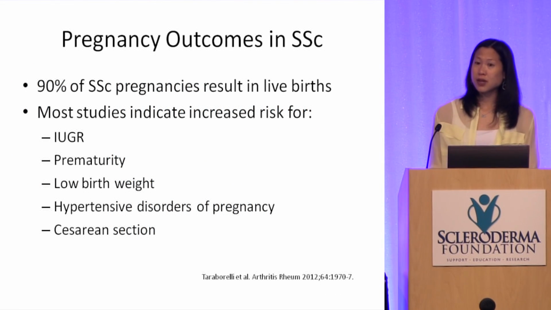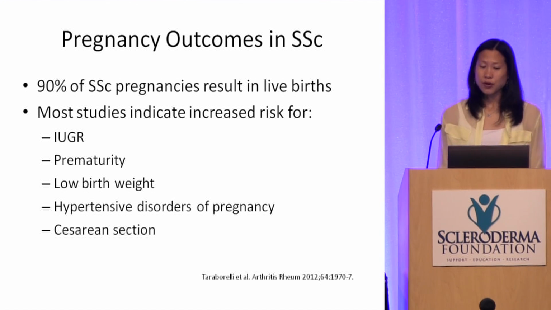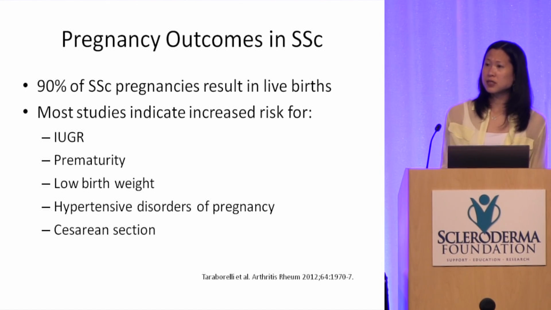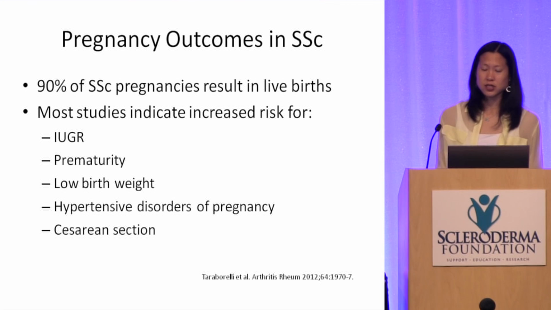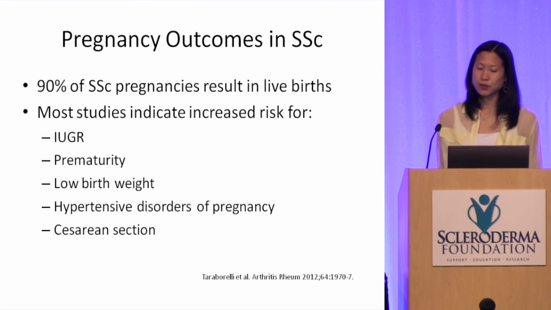Regarding pregnancy outcomes in systemic sclerosis, overall 90% of scleroderma pregnancies actually result in live births, so that's a very good statistic. However, most studies indicate that there is an increased risk for multiple complications, and we've touched a bit on these already: intrauterine growth restriction, prematurity, low birth weight, hypertensive disorders of pregnancy, and cesarean sections. So I'm going to go through the data of each of these.